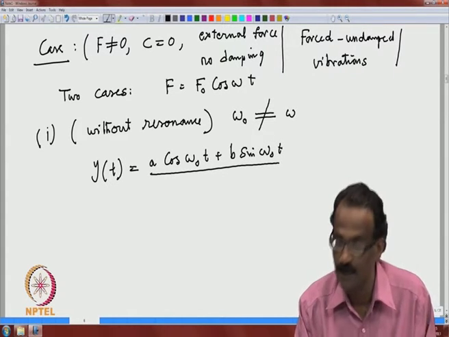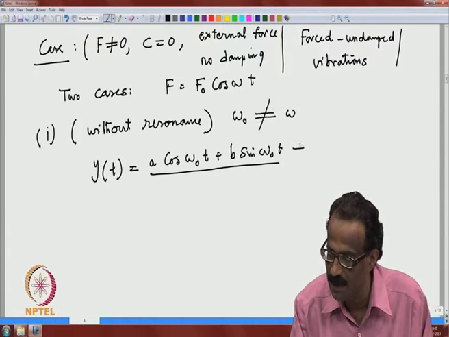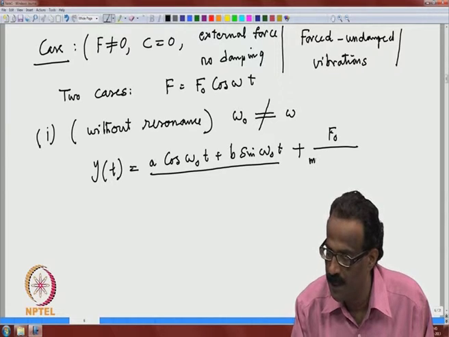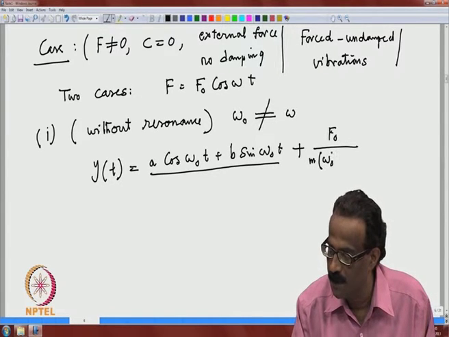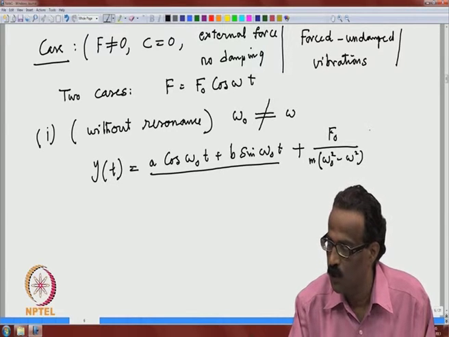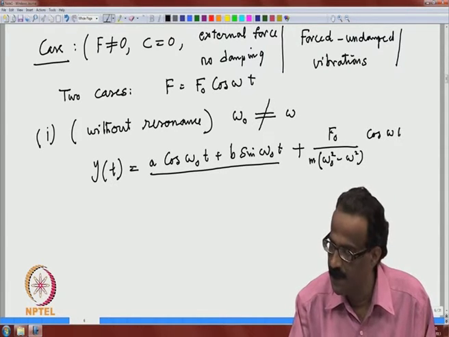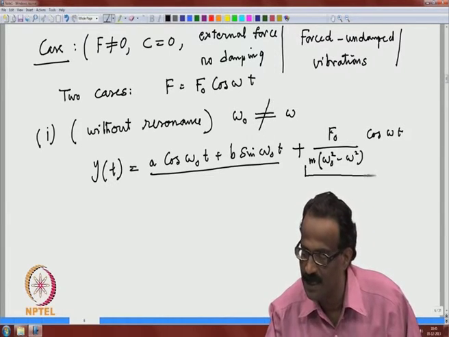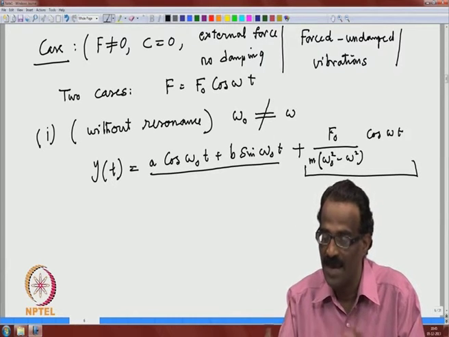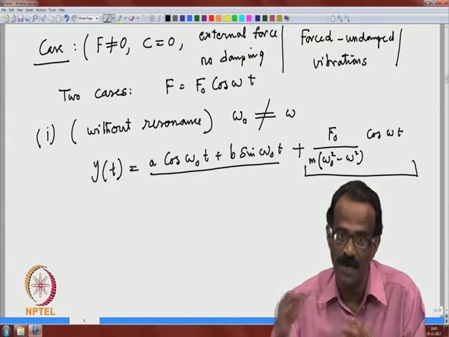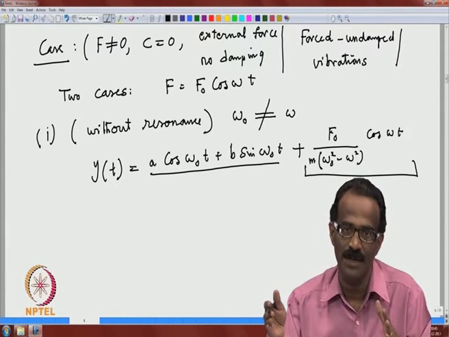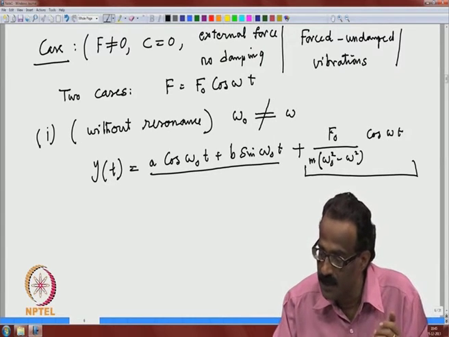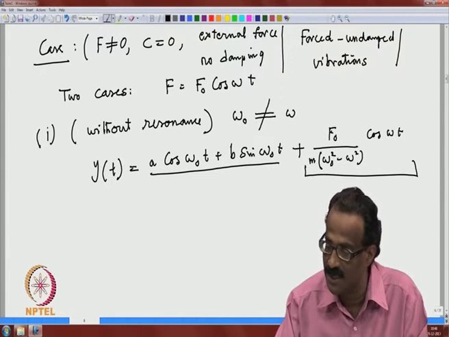So, this is the solution corresponding to your homogeneous part, and then there will be a particular solution. It may look like f naught into m into omega naught square minus omega square into cos omega t. You will see that when omega is not equal to omega naught, this is not the particular solution. The particular solution can have problems, and why mathematically you will understand when you solve second order linear equations with constant coefficients, which we are going to do in future. But you see that immediately there is trouble, we cannot write this equation is clear from here.